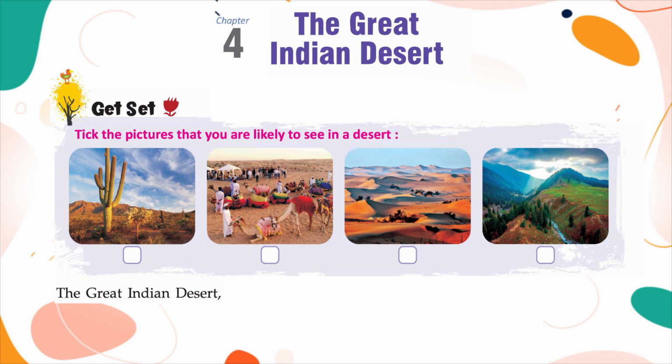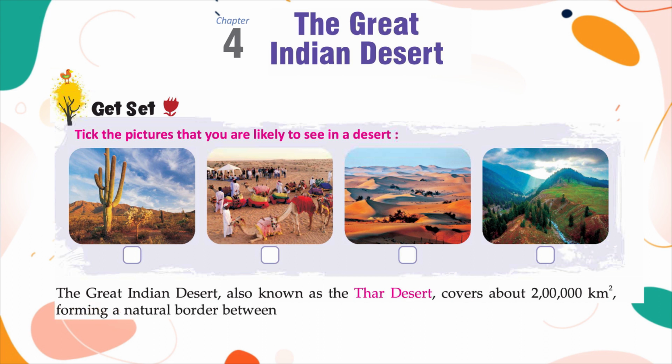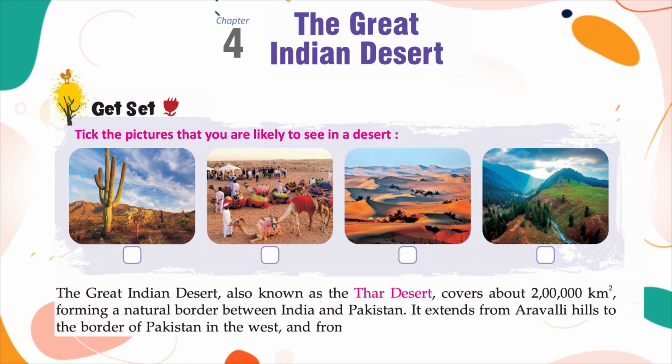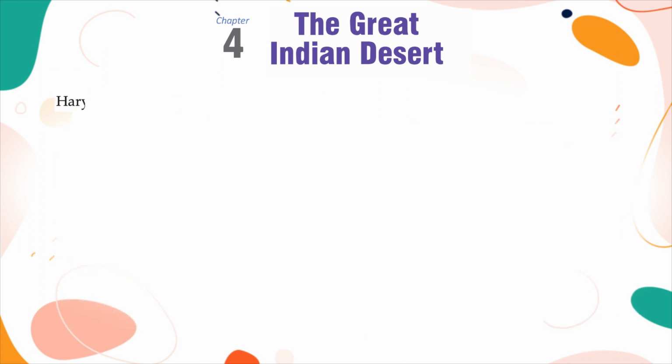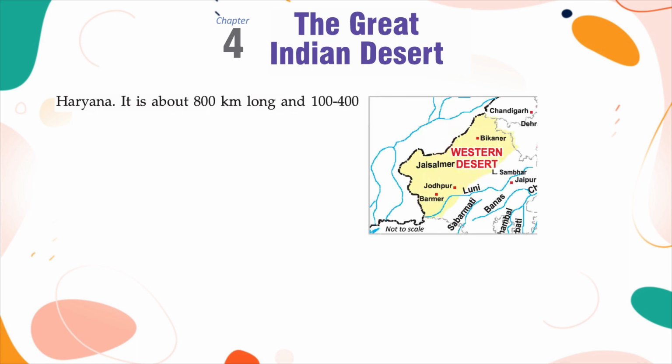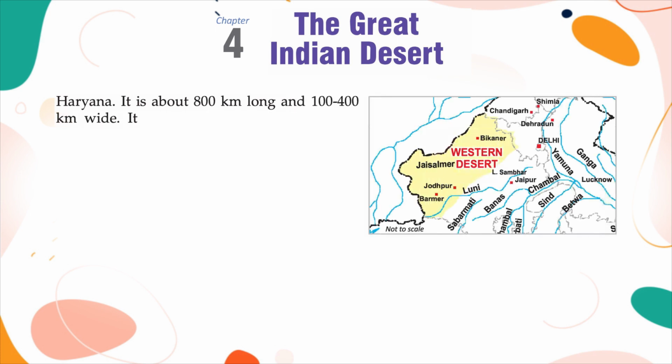The Great Indian Desert, also known as the Thar Desert, covers about 2 lakh kilometers square, forming a natural border between India and Pakistan. It extends from Aravalli Hills to the border of Pakistan in the west and from Kutch in the southwest to the border of Haryana. It is about 800 km long and 100 to 400 km wide.